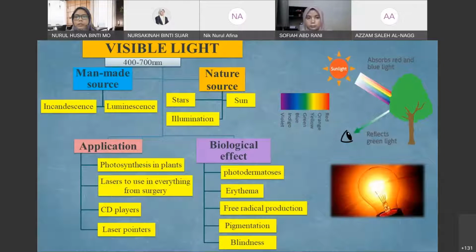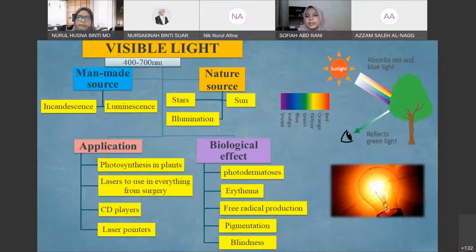The main importance of visible light is for humans to see, actually. So all of us know that visible light is also important for photosynthesis in plants. We will die of hunger without visible light because we won't have food. Visible light is also applied in technologies such as lasers, CD players, and laser pointers. Did you know that many objects are actually just reflecting light from another source? Okay, so let's hear more about this from Sophia.